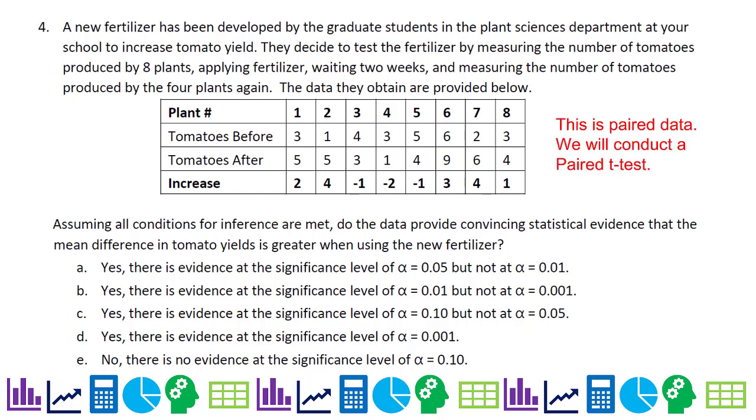So this is paired data. We have two numbers that naturally go together. For plant 1, the tomatoes before, 3, and 5 after, those go together. So we create a difference, and it's an increase of 2. So you can see like tomato 6 is very plentiful. It has 6 tomatoes before and 9 tomatoes after. And so you can kind of see more easily if we have a significant difference. So it does say assuming all conditions are met. So we'll go ahead and run this using the calculator.